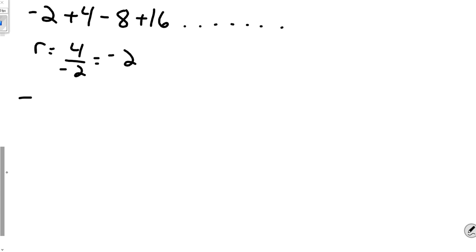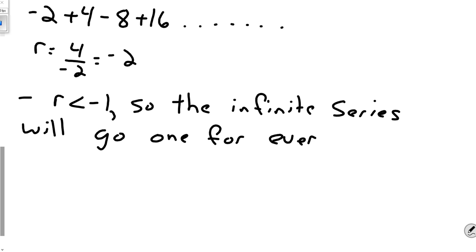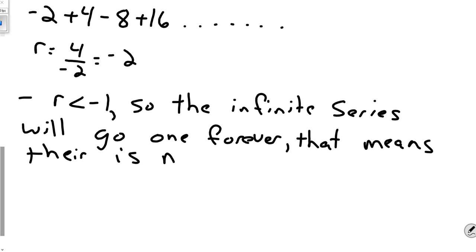Okay, how do you know that it's divergent? I check the R value. It's not in between -1 and 1. So R is now less than -1. So the infinite series will go on forever. Forever is one word, I messed up. But I caught my own mistake. Will go on forever. Right, you're not an English teacher. That means there is no sum. Okay, you can't add them up because it keeps getting bigger and bigger.